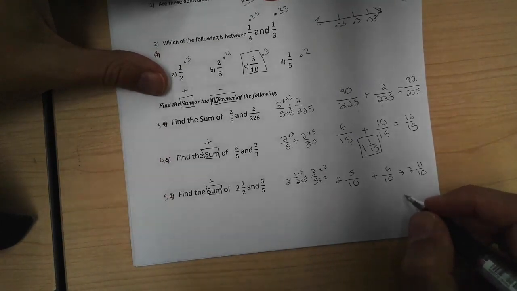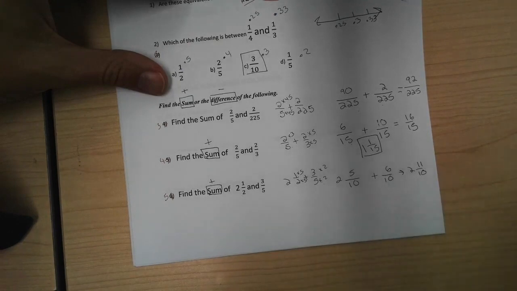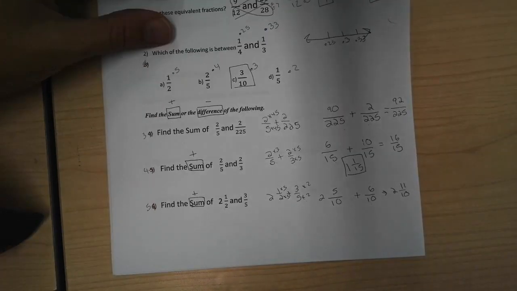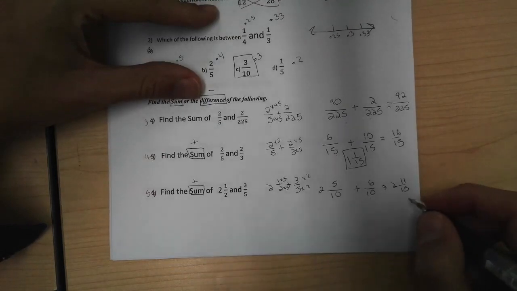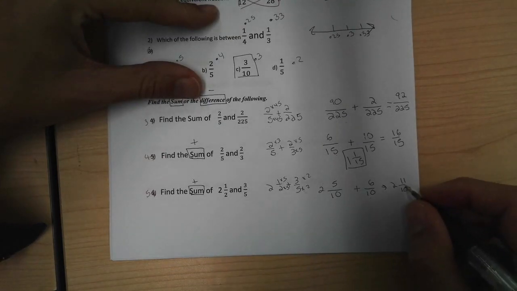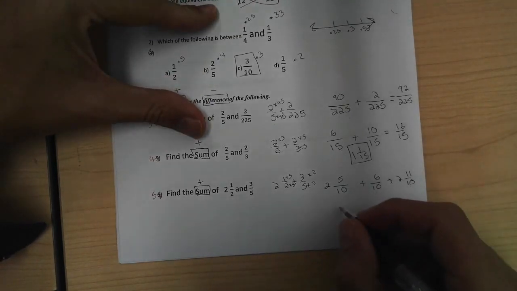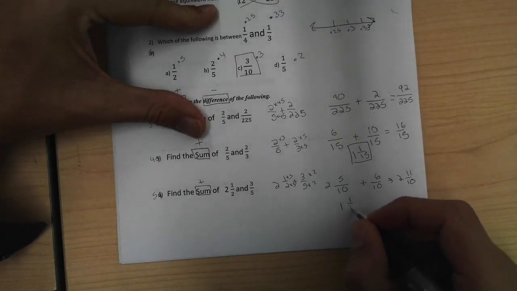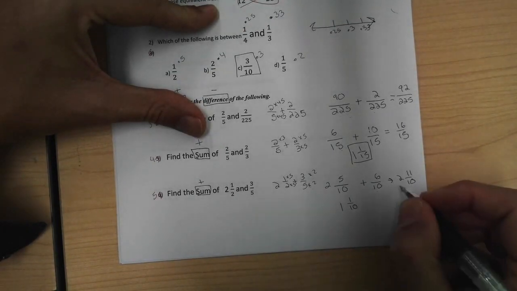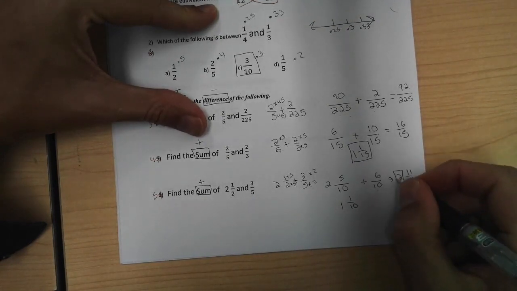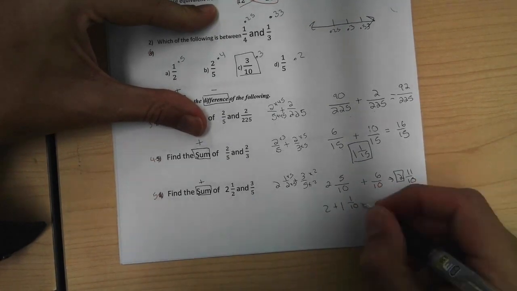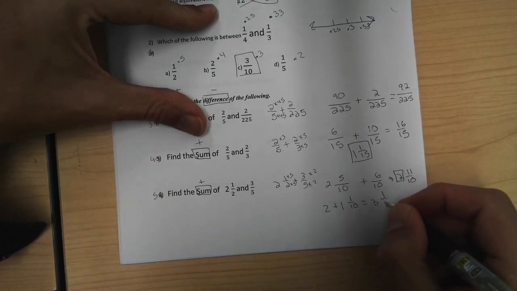I know that 2 and 11 over 10, I don't want to leave this as an improper fraction. But I know that 11 over 10 is actually 1 and 1 over 10. And I could add that to my 2 here. You get 3 and 1 over 10.